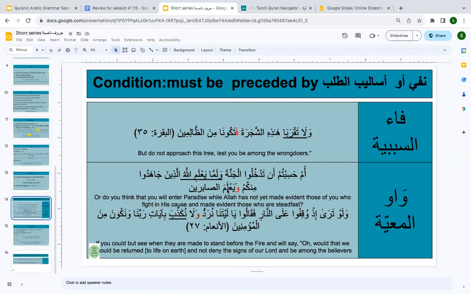And there is no other reason that I can figure out. Naruddu is marfu with dammatul zahira, but nukazziba is nukazziba with a fatha and is mansub with fatha zahira. So we are confused. Why is this mansub in status? As a beginner student, people are confused. So the reason here is that waw ma'iyya has a hidden an after it, which is making mudari mansub. The condition for waw ma'iyya is that it has to be preceded by either negation or asalibutal. Okay.